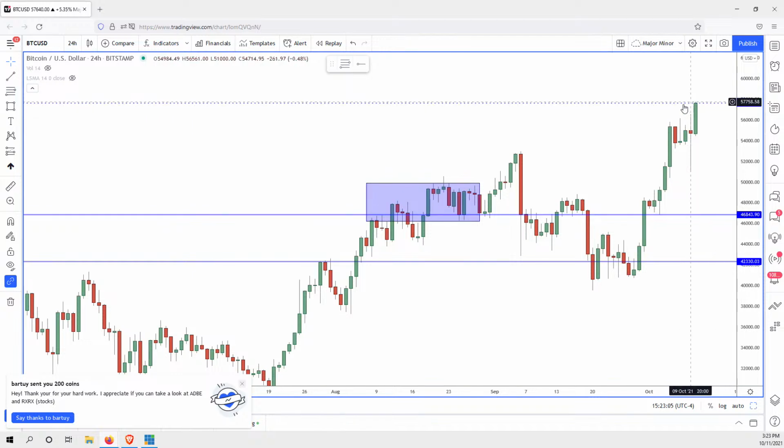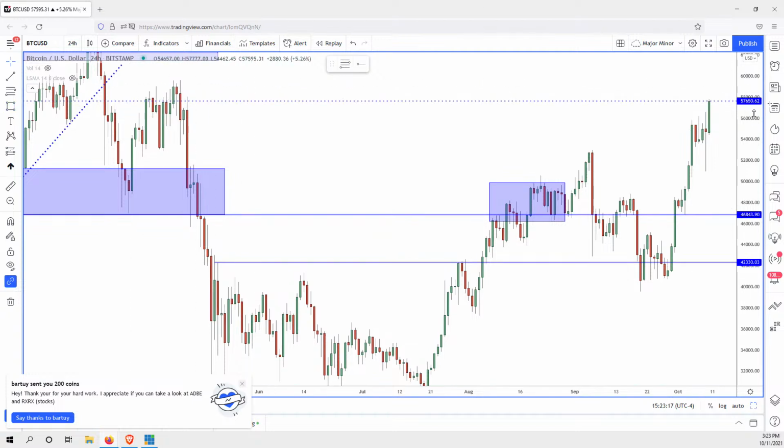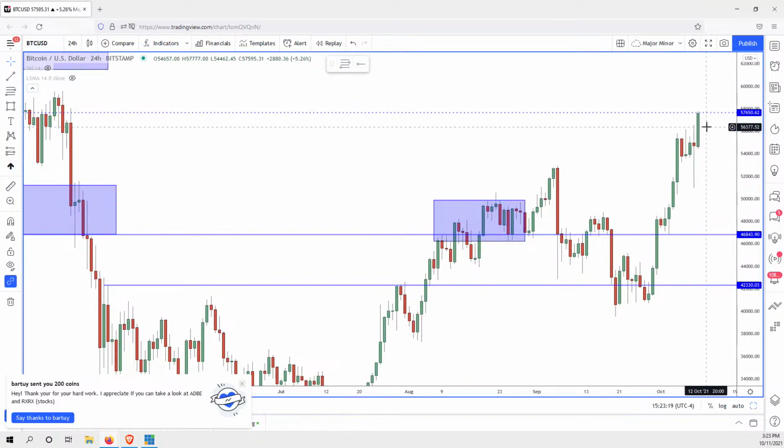Now, you see there's a line. I have a line in this area. That line, if you look back, is relative to this congestion area. I wrote about this in my TradingView article yesterday. So my point is this. You cannot grasp the obvious. You have to look at what we're going into.